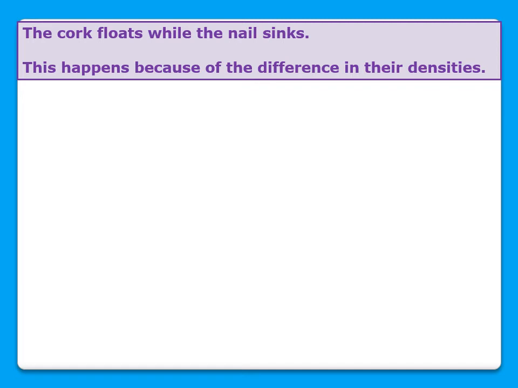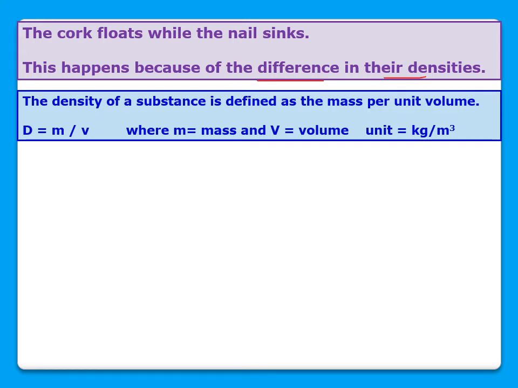Why does this happen? This happens because of the difference in their densities. The density of both the objects are different. Let me first define what is the density. The density of the substance is the mass of the object or substance per unit volume. To find out the density, we will use the formula D is equal to m upon V, where m is equal to mass of the object and V is equal to volume. And unit of density is kilogram per meter cube.